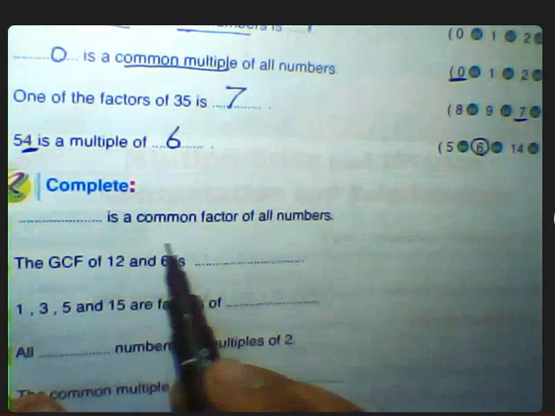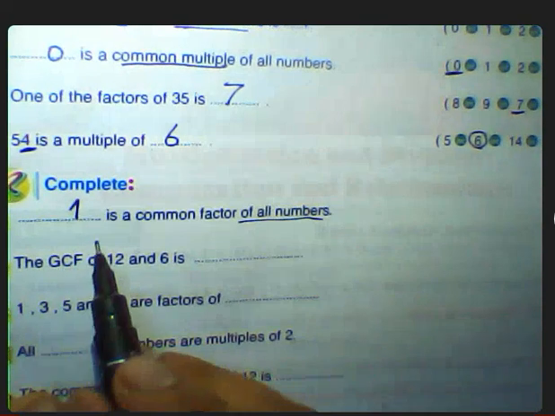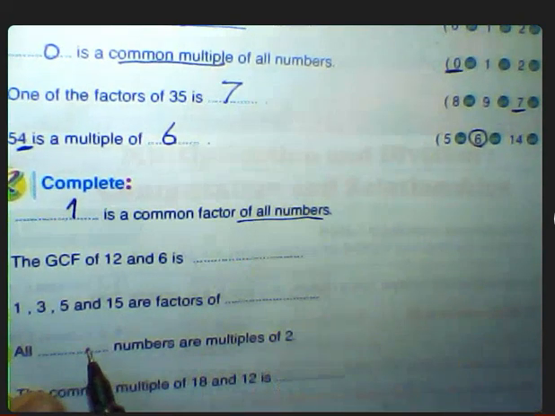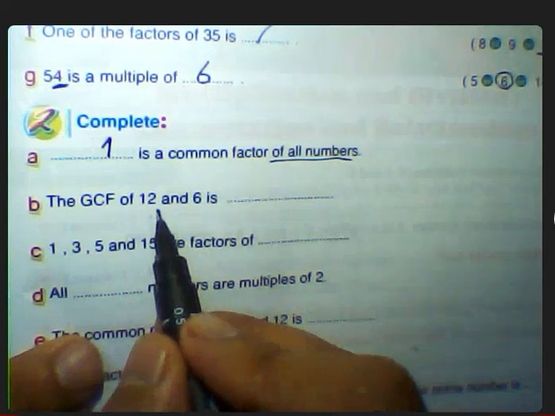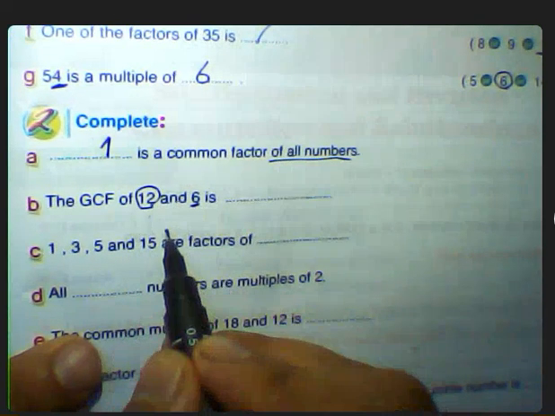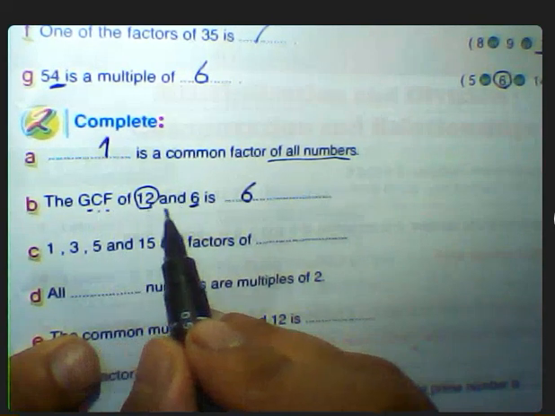Space is a common factor of all numbers: 1. 1 is a common factor of all numbers. The greatest common factor of 12 and 6 is, we know 12 can be divided by 6. Then 6 is the greatest common factor between 12 and 6.